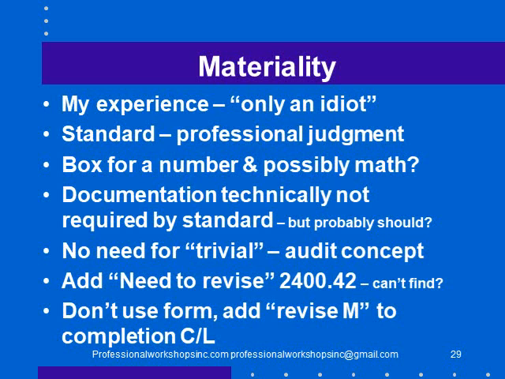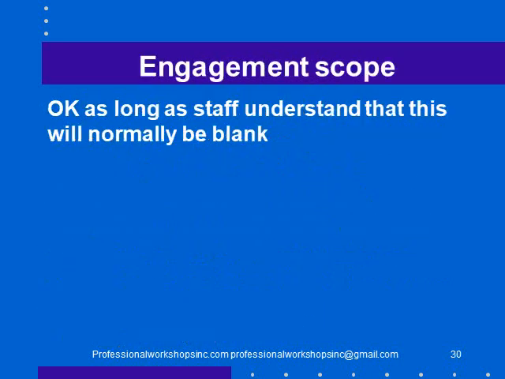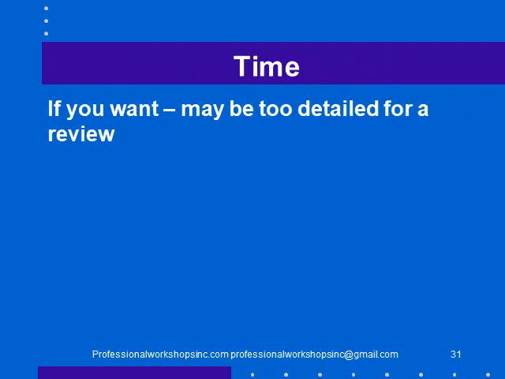The other thing is 2442 says you may need to revise. I can't find that anywhere. But I think my inclination would be not to use the form, just have it as a blank box, and I would add revised materiality to the completion checklist, so I would comply with the standards. Now the engagement scope form, I guess that form's okay as long as it's normally blank, and my inclination would be not to use it.